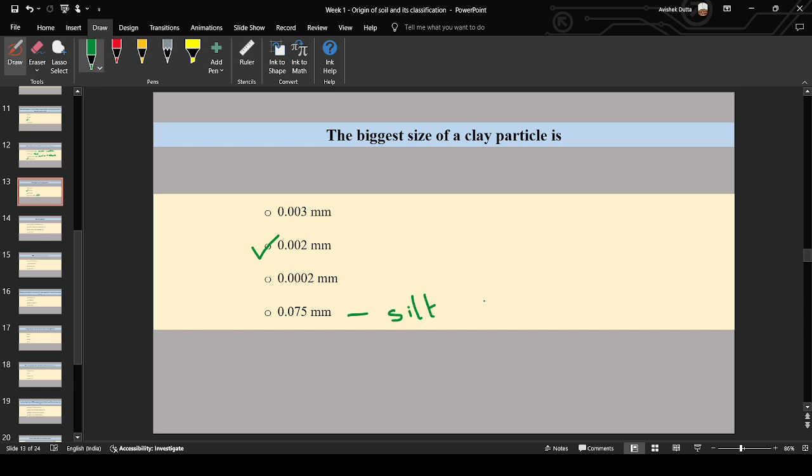So the biggest size of a clay particle is 2 micron. Anything less than or equal to 2 micron, or 0.002 millimeter, can be considered a clay particle. Above that, up till 75 micron, it is a silt particle. Clay and silt are what we call fine grained soils. I hope it was clear. We'll go to the next question.